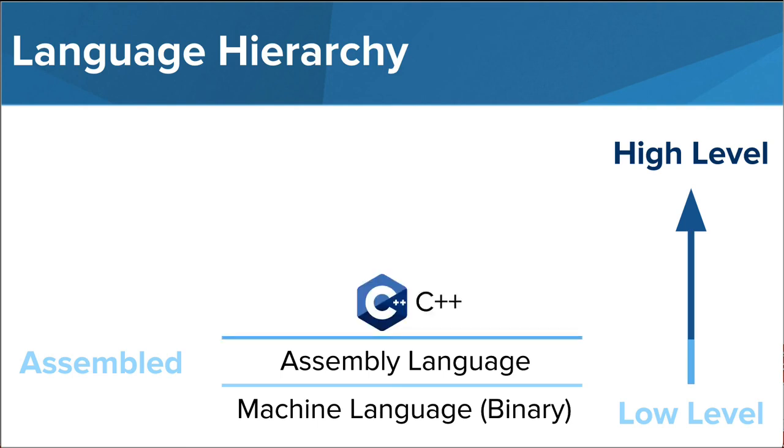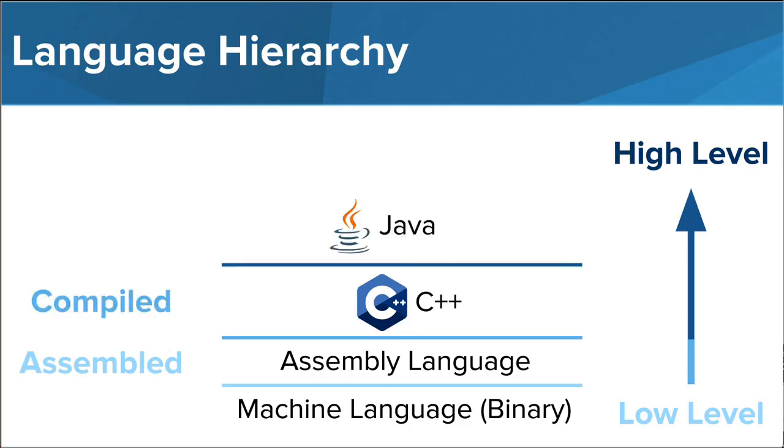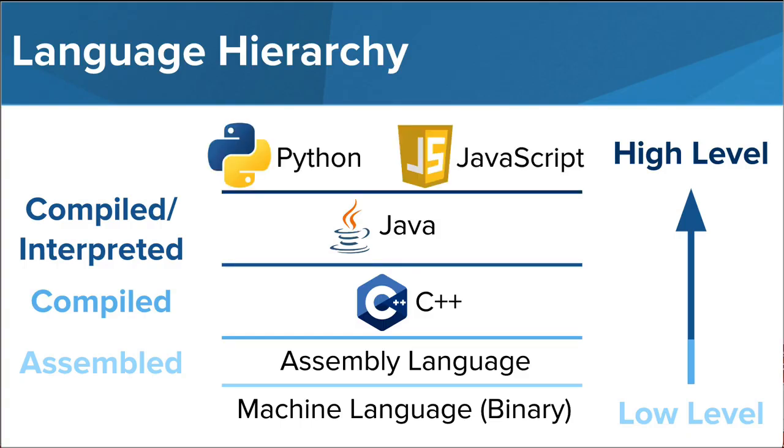Now we get into our high-level languages. Of the four we've discussed, C++ would come first in our hierarchy because it is considered a compiled language. Next, we get to Java, which is a hybrid of a compiled and interpreted language because the program is compiled first, but the compiled version still needs an interpreter to run. The highest level of our hierarchy would hold interpreted languages, such as Python and JavaScript.